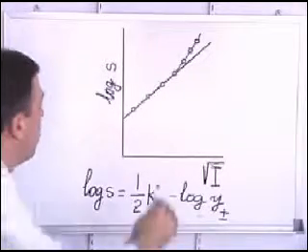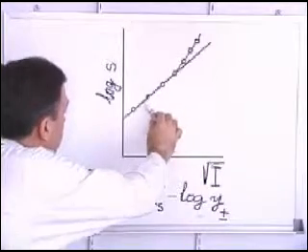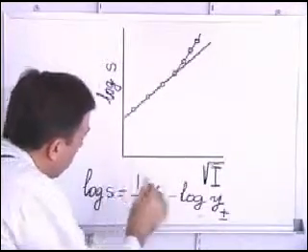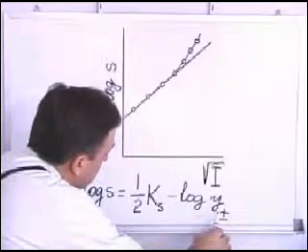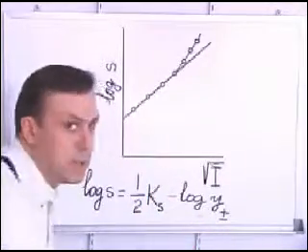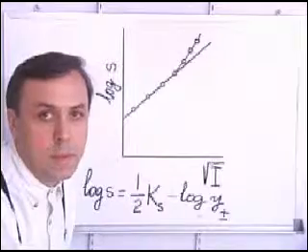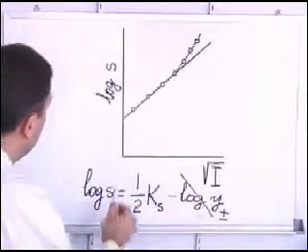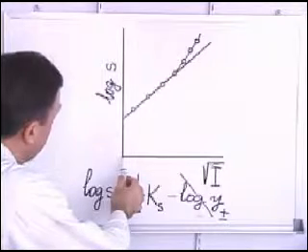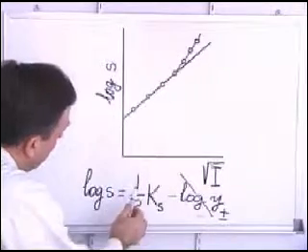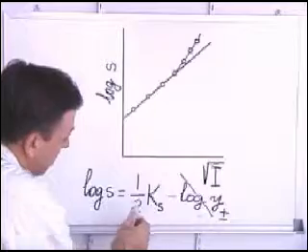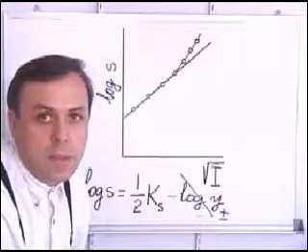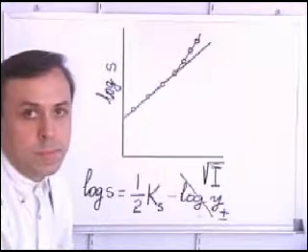And now, if we extrapolate the initial linear part of the curve to ionic strength 0, then the mean activity coefficient, y plus minus, becomes unity, and the logarithm of it becomes 0. In this way, the ordinate at ionic strength 0 becomes 1/2 of Ks, where Ks is the true thermodynamic solubility product.